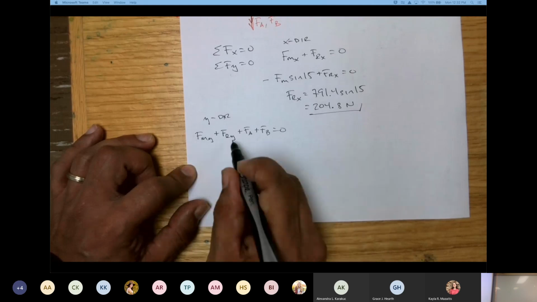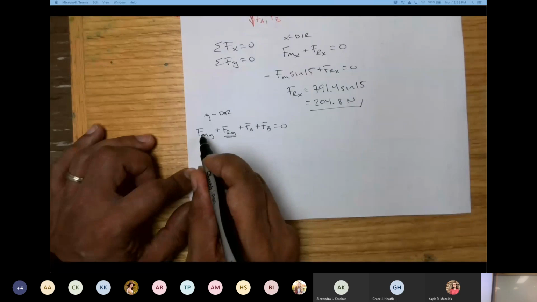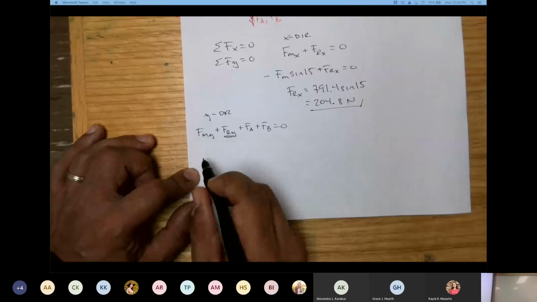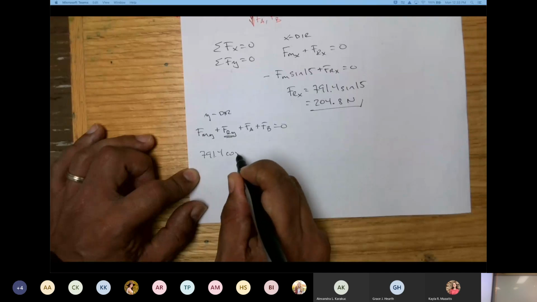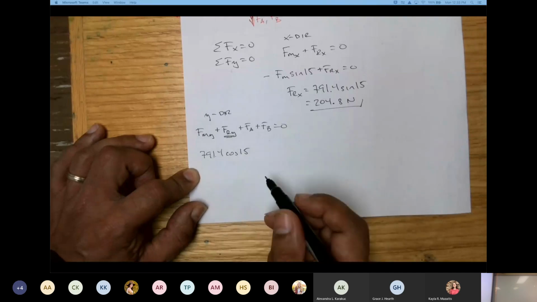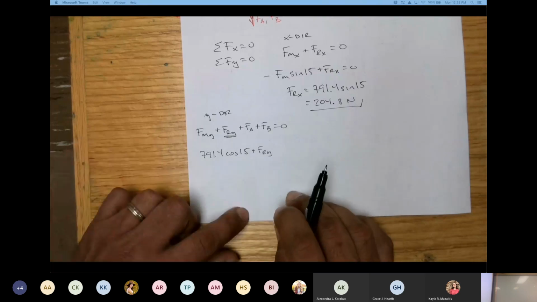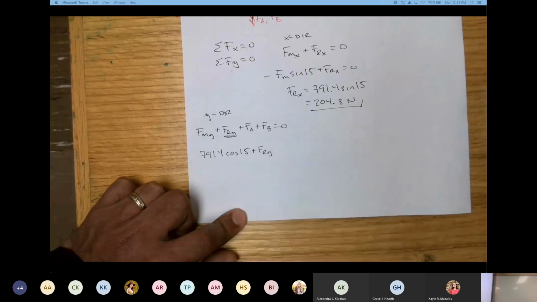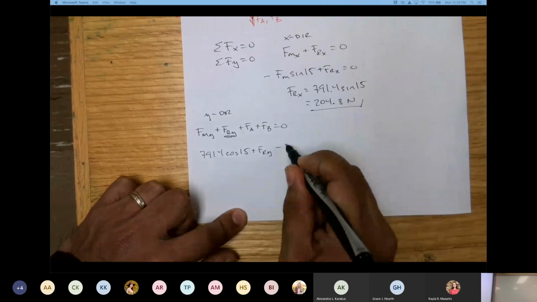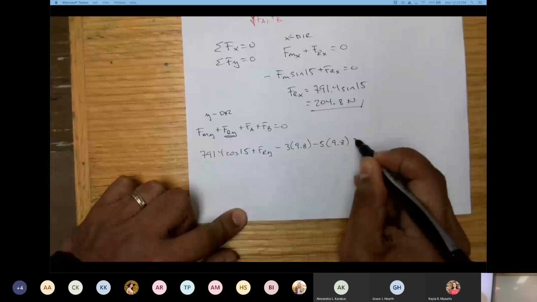This is what I want to find out. I want to find out what is that y component of the reaction force. So for the y component of the muscle, I'm gonna have 791.4 cosine of 15. It's gonna be positive. I'm assuming that the y component of the reaction force is gonna be positive too, so I'm gonna do it like that. And then the two weights are gonna be negative. So I'm gonna have minus 3 times 9.8 minus 5 times 9.8, and this is going to be equal to 0.